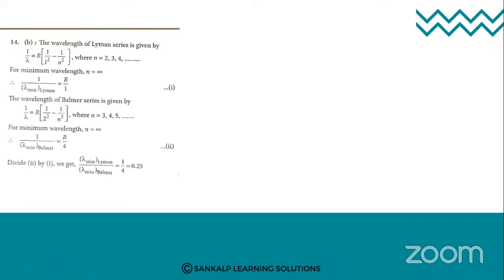The ratio of minimum wavelength of Lyman and Balmer series will be. Yes, this one I think we have already calculated. So leave this. See this.